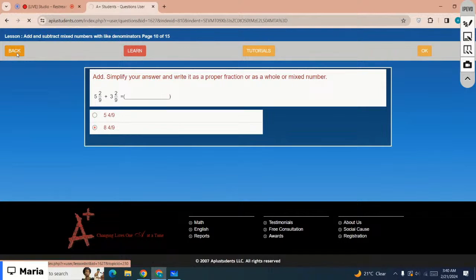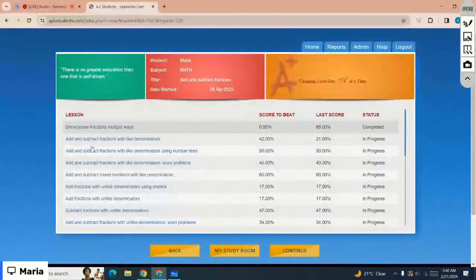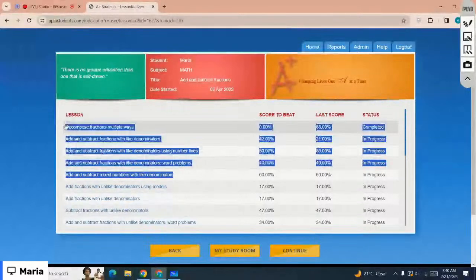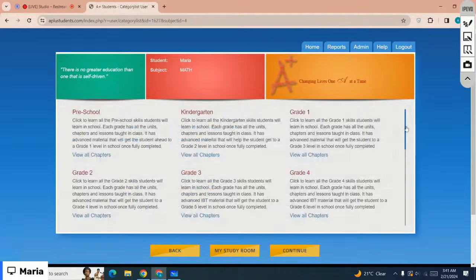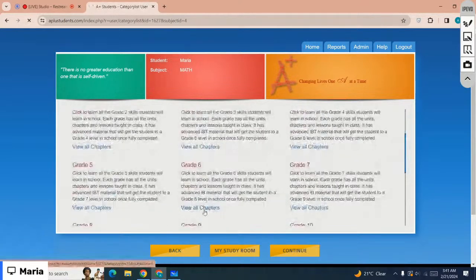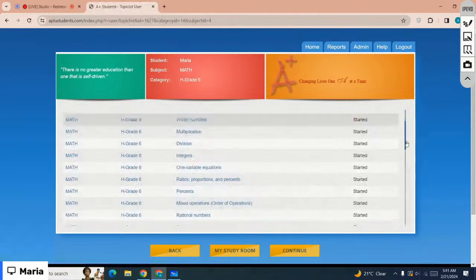So, we were working on grade 5 math. The chapter we're working on is add and subtract fractions, and the lessons we have covered today are decompose fractions multiple ways, add and subtract fractions with like denominators, and add and subtract fractions with like denominators using number line. Add and subtract fractions with like denominators were problems that you have to do on your own. The one we just finished is add and subtract mixed numbers with like denominators, right? So please make sure that for the next session you complete all the practice ones for the lessons we just did. That is your homework until next session, right?